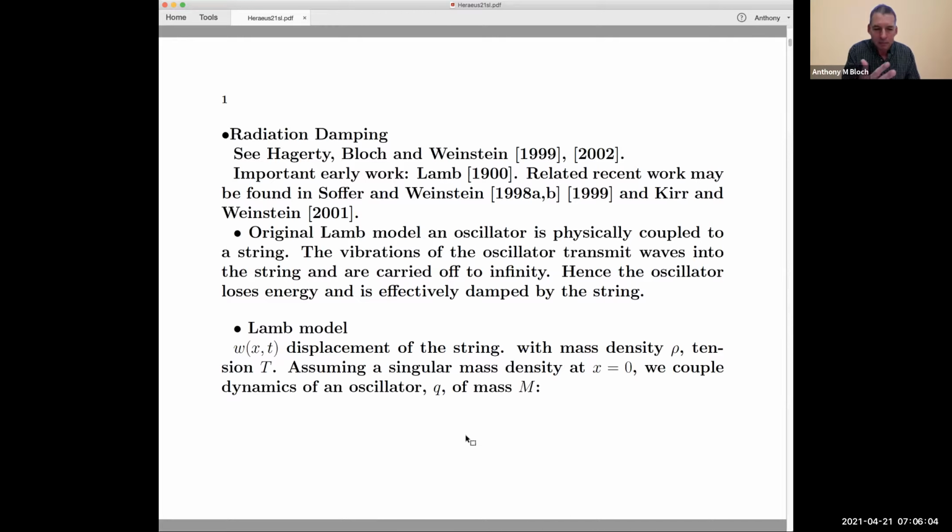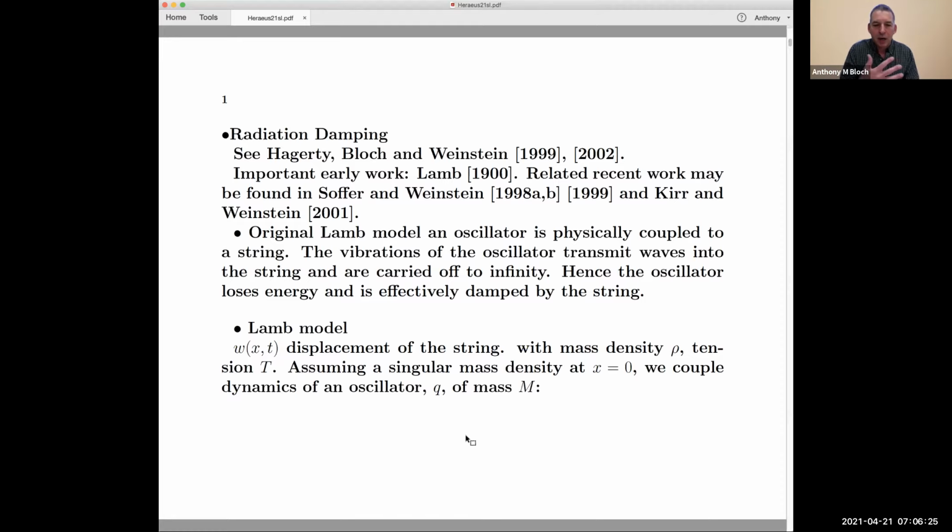And so we looked back at a number of things. In particular, there's this famous Lamb model, which goes back to the early 1900s, and it was actually an early model for quantum mechanics. In fact, you have an oscillator coupled to a string. This is the simplest model one can possibly imagine for a system connected to a heat bath.